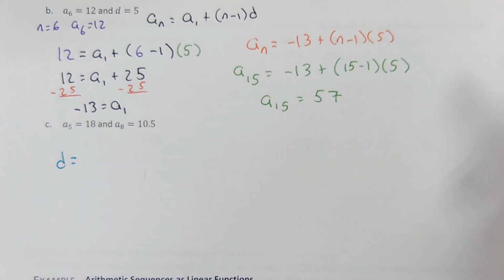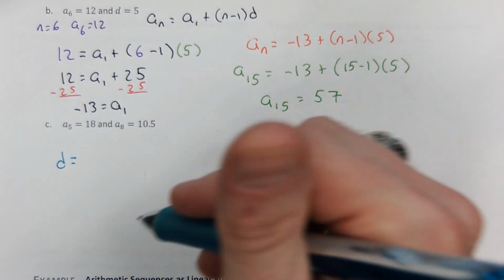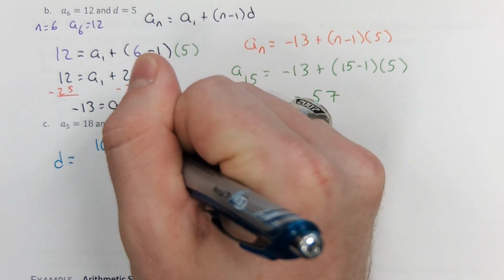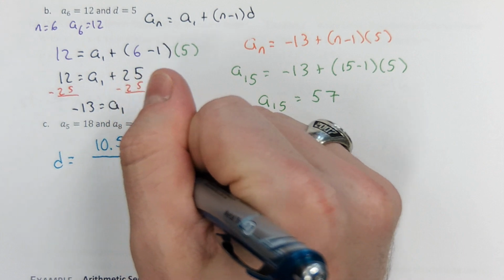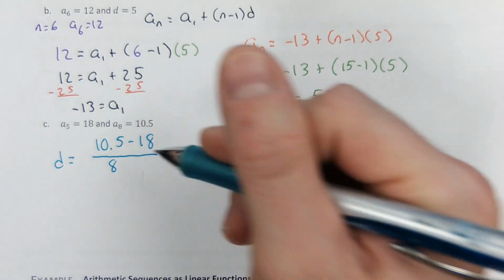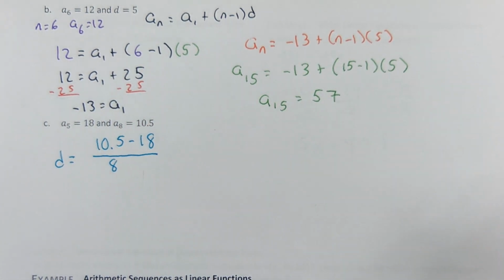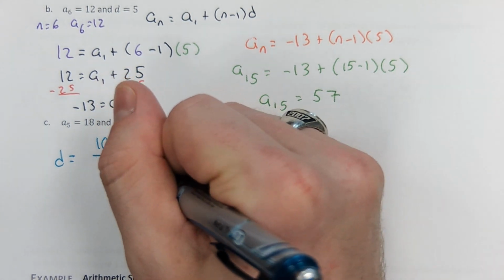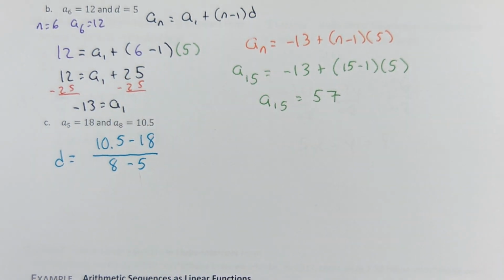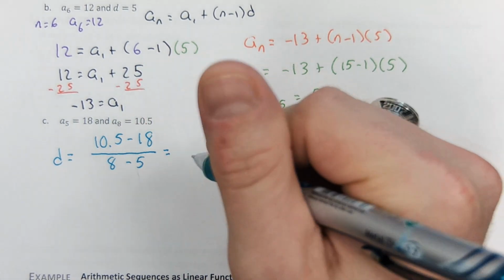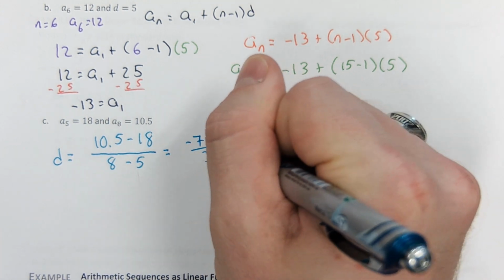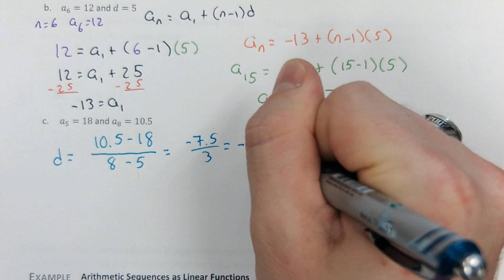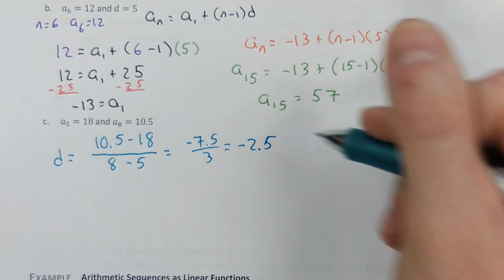We treat the a_n's as our outputs, as our y values. So 10.5 would be y2, whereas 18 is y1. x2 would be 8, even though it's an n. I know it's not an x, but we're treating them as x's and y's. They're inputs and outputs. And what we get is that our common difference will be negative 7.5 over a span of three numbers. So negative 2.5 is the common difference.